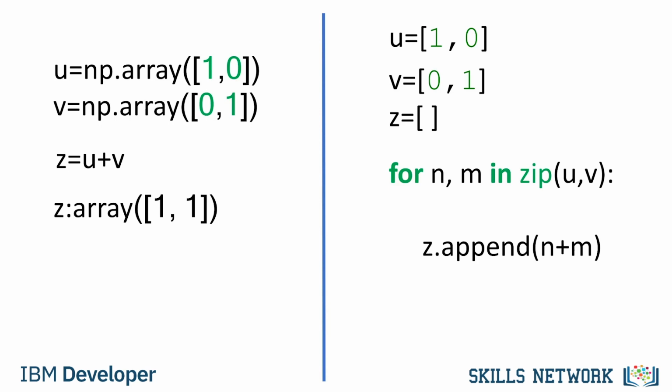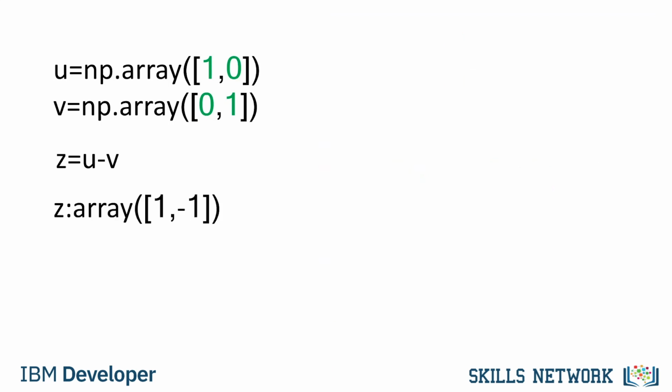It would require multiple lines to perform vector subtraction on 2 lists as shown on the right side of the screen. In addition, the Numpy code will run much faster. This is important if you have lots of data. We can also perform vector subtraction by changing the addition sign to a subtraction sign.